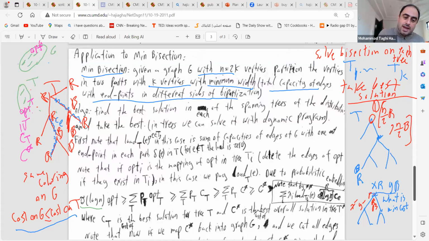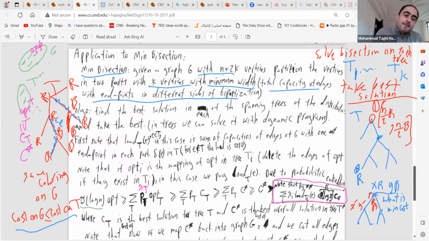Okay, so let's see the equation. What do we have here? First, we want to use this concept of load that we had. This P_T is essentially this lambda_T here. So we had a probabilistic embedding into trees, where the sum of the load of T_i on e times the probability of this tree is at most log n times c, the cost of this edge.